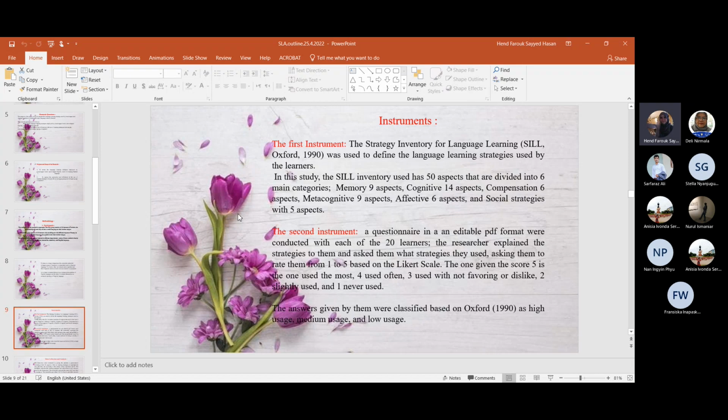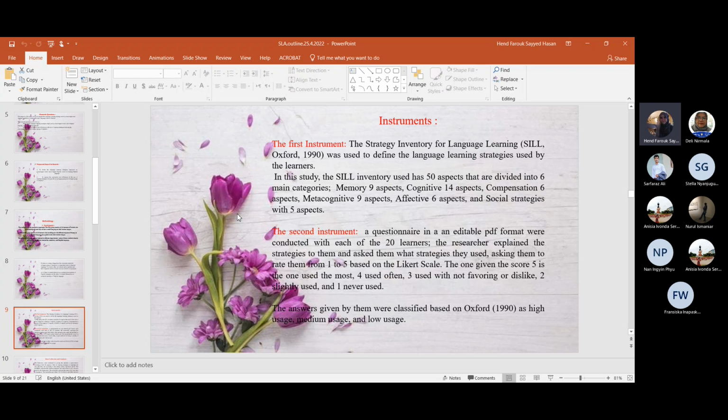So the instruments for this study: the first instrument is the Strategy Inventory for Language Learning, SILL, by Oxford 1990. It was used to define the language learning strategies used by the learners. In this study, the SILL inventory used has 50 aspects. They are divided into 6 main categories: memory, 9 aspects; cognitive strategies, 14 aspects; compensation strategies, 6 aspects; metacognitive, 9 aspects; affective, 6 aspects; and social strategies with 5 aspects.